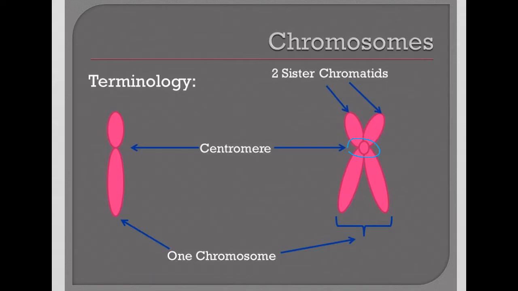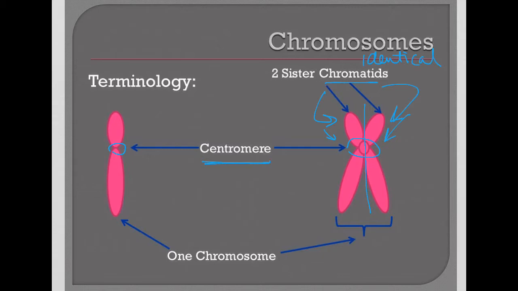This central portion of the chromosome is called the centromere. Chromatids are what we use to define the two portions of a copied chromosome. Okay, so we have one sister chromatid and the other sister chromatid, and because they are of the exact same chromosome after DNA replication, they are identical. And they are linked together at the centromere.